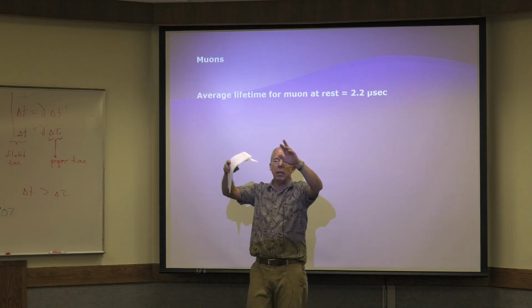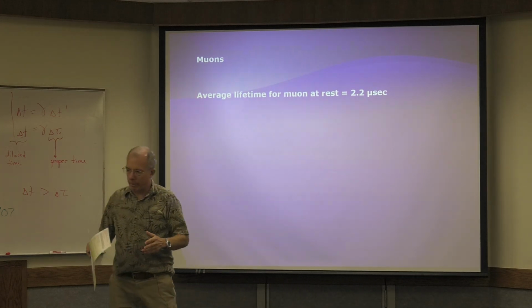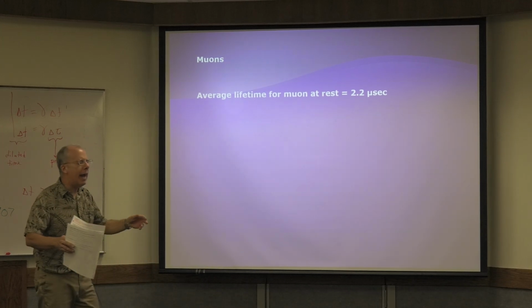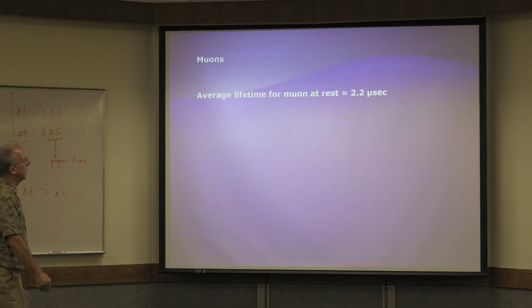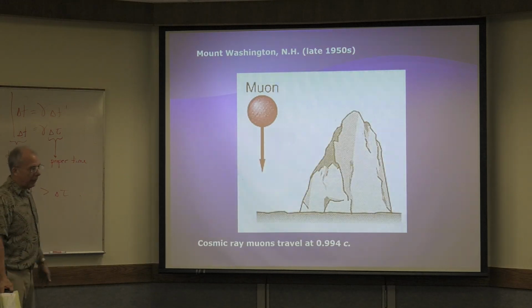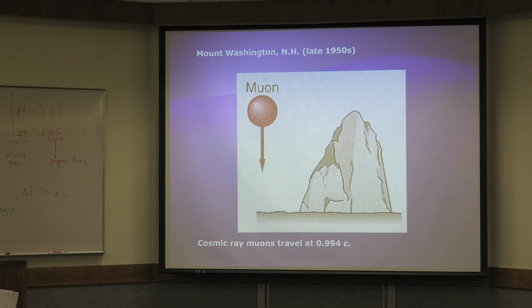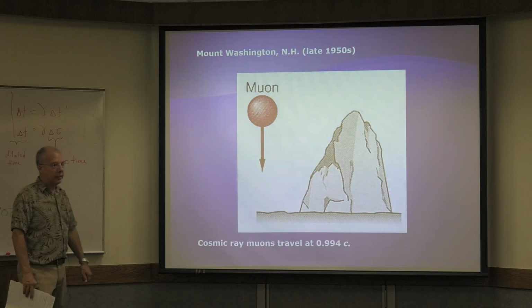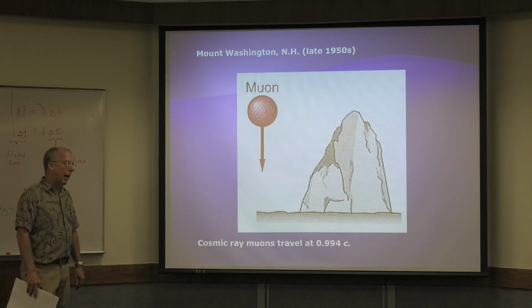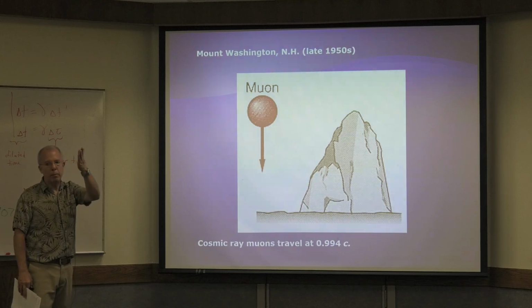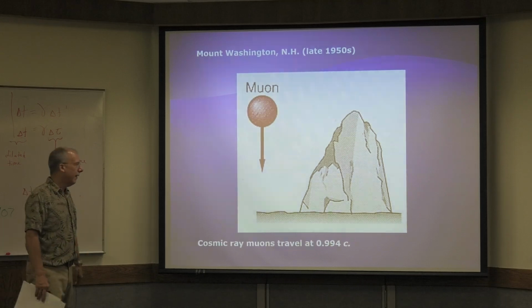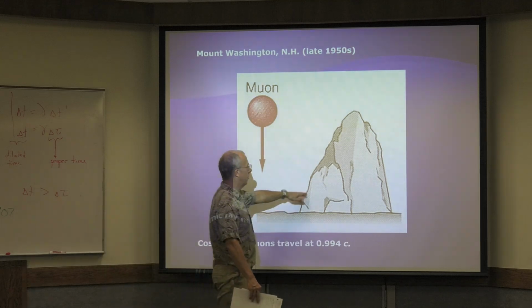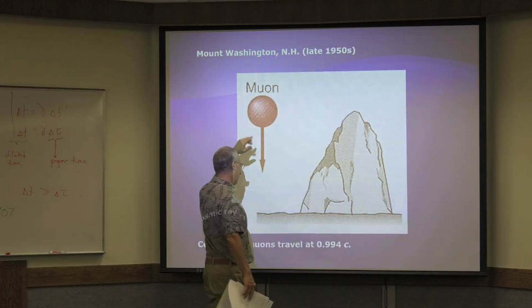So if you have like a billion muons, most of them will decay or die after 2.2 microseconds. Okay, this experiment was done on Mount Washington, New Hampshire, in the late 50s, by, I think, a Harvard guy, an MIT guy, and some other people. Basically, they made a movie to help teach relativity to their physics students. Here's a mountain, Mount Washington, a tall mountain, right?